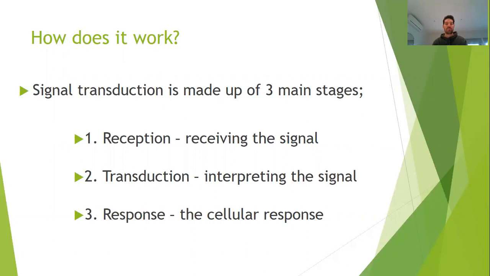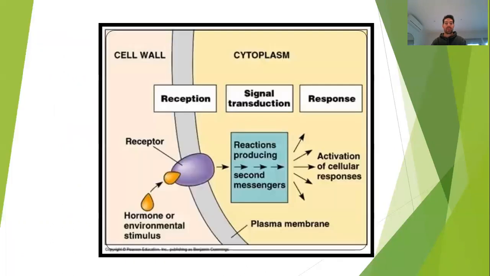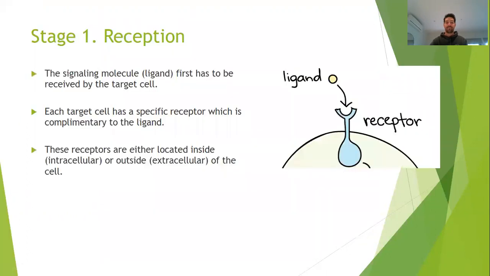So in this video, we're going to break down the three different parts and go through what happens in each stage. So there's just a quick diagram to show you. That's all three stages combined together. You've got reception, our ligand binding to our receptor. You've got signal transduction. There's something changing within the cell. We're interpreting that signal. And our response is the overall response of that cell.